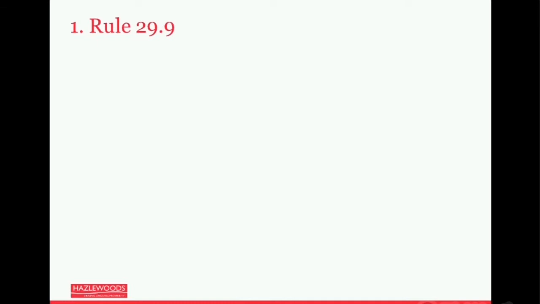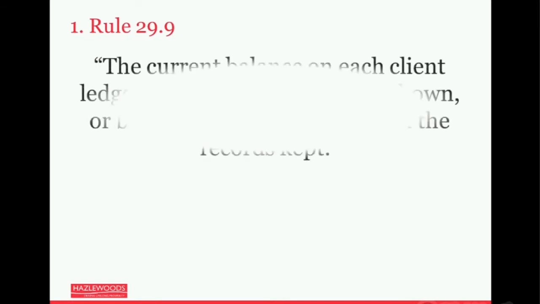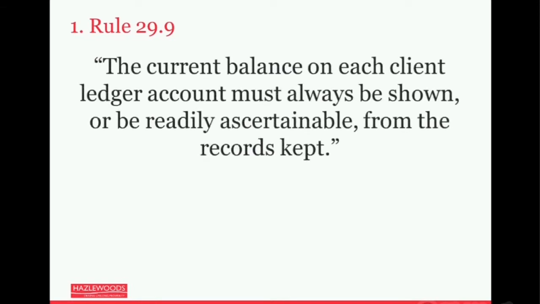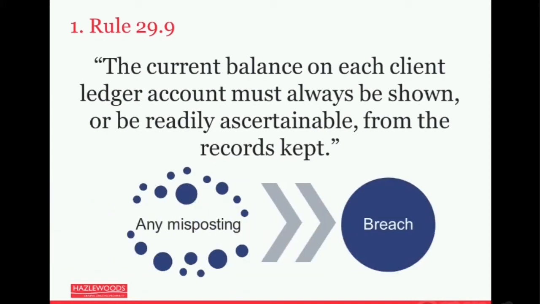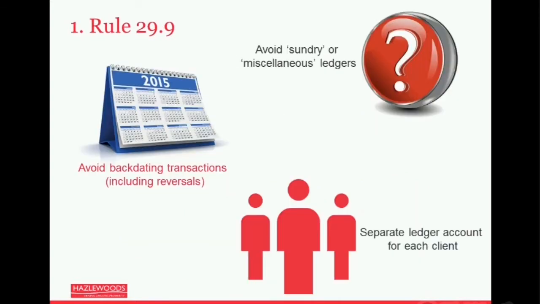Okay, so if we take each of these in turn, the breach we saw the most was Rule 29.9, so current balance on client ledgers. The current balance on each client ledger account must always be shown or be readily ascertainable from the records that are kept. Any misposting of a client transaction can result in a breach. If the error is corrected immediately, it's not a serious issue, provided it does not happen too often, and it often occurs as a result of mistakes made when completing authorization slips.